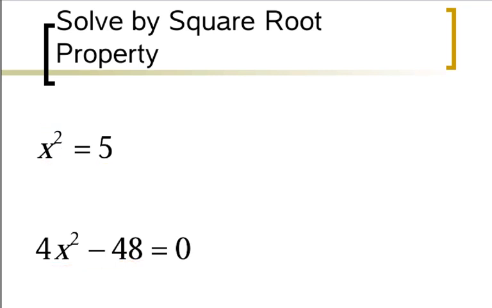So all I need to do is get x alone. Well, the only reason x is not alone is because I have the square. So to get rid of the square, I just square root. And when you square root something, you get x equals the square root of 5.